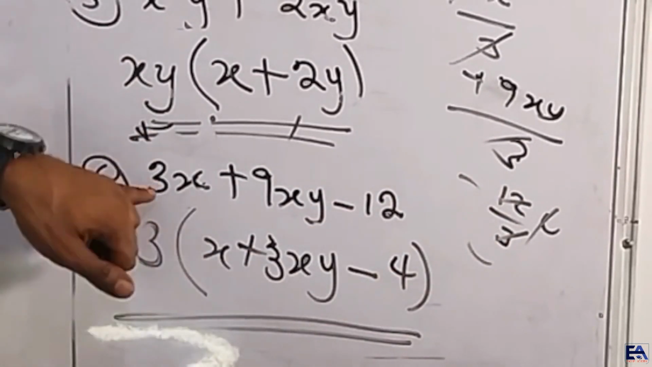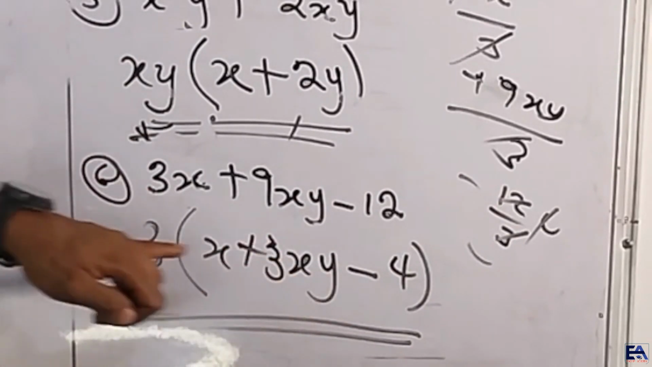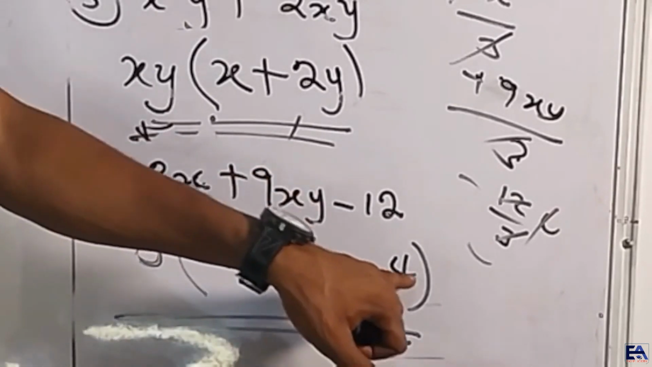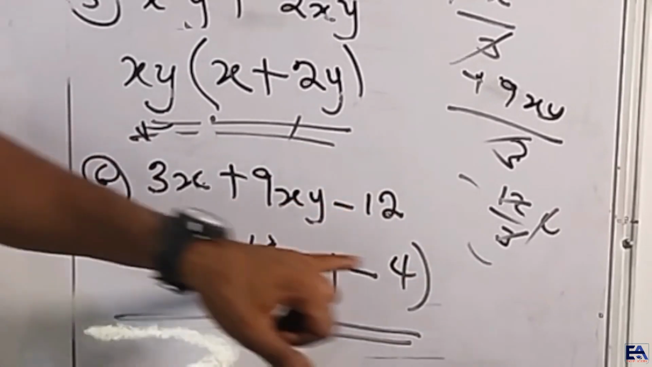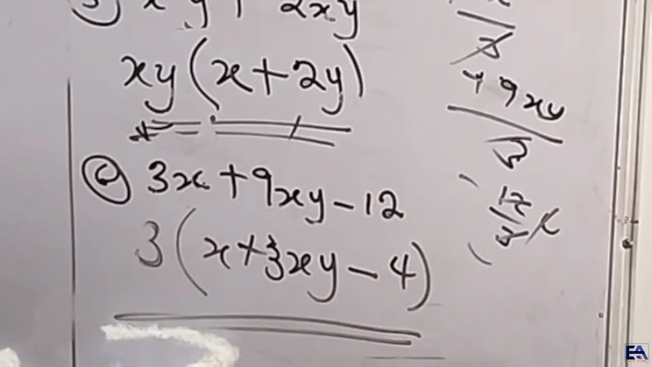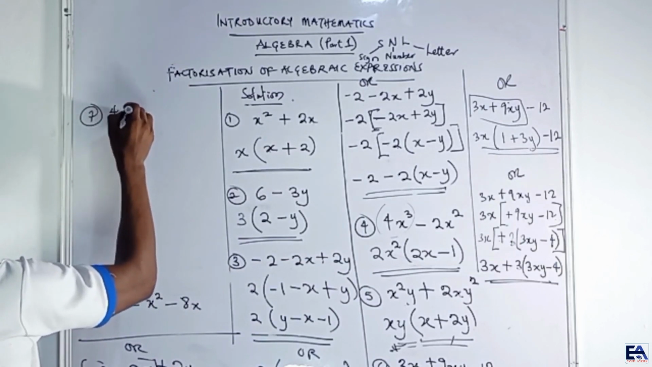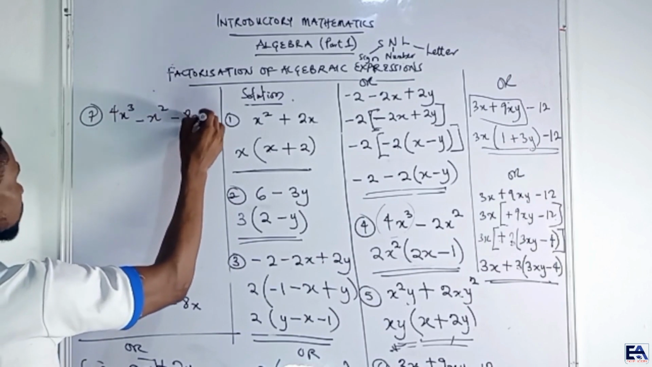3 times x will give you 3x, then plus 3 times xy will give you 3 times 3, that's 9xy, and then 3 times minus 4 will give you minus 12. So plus times minus is minus, and 3 times 4 is 12. Okay. Question number 7 says 4x cubed minus x squared minus 8x.